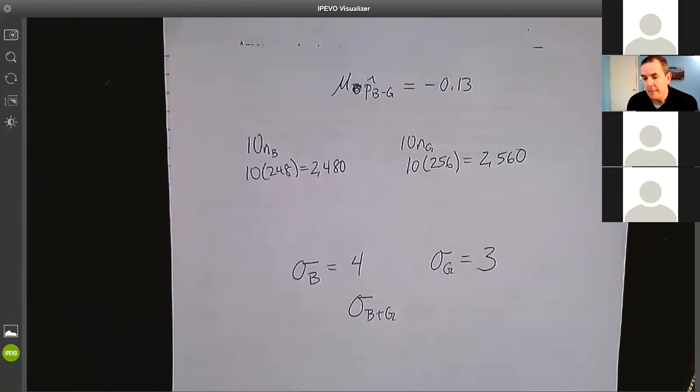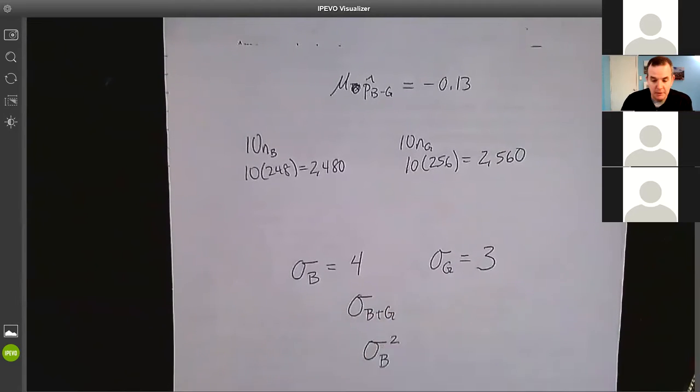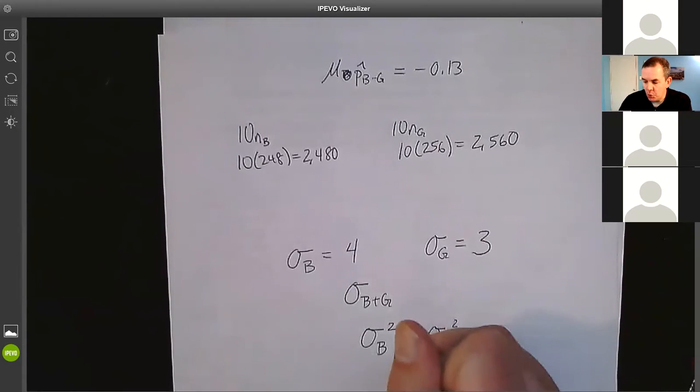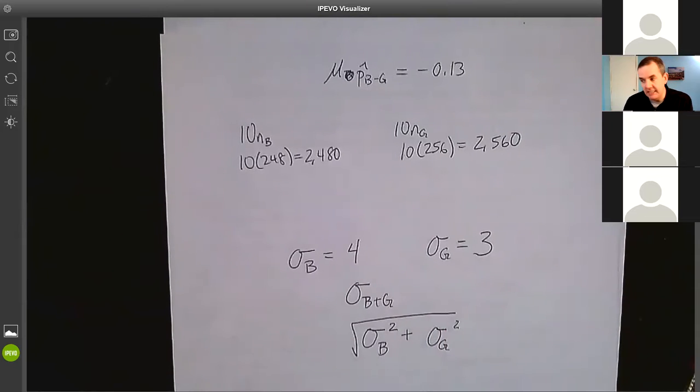Is it 4 plus 3? Nope, can't do it that way. Remember, standard deviation always makes me work. So what I need to do for this is turn both of them into variances. The first thing I needed to do was get the boys as variances, and the girls as variances. I needed to always add them together and then take the square root to get the standard deviation. So there's a formula that we're going to use when we combine the two.